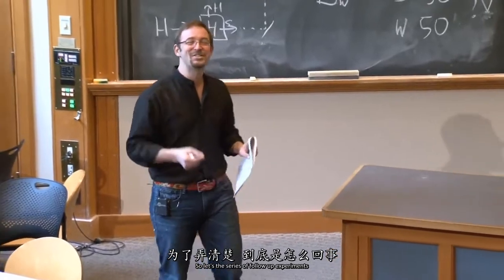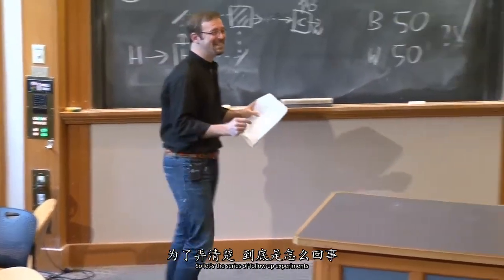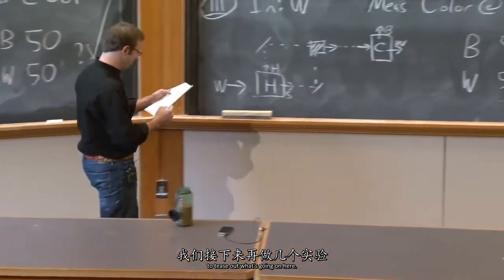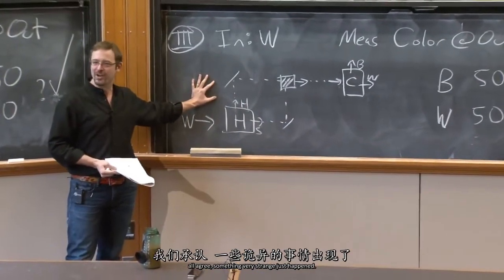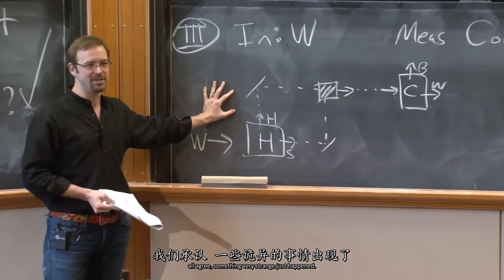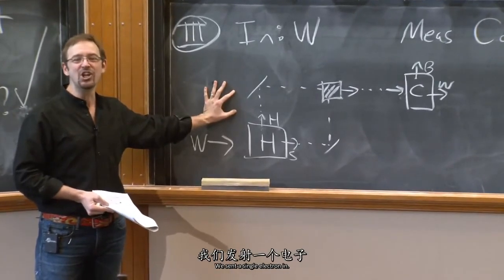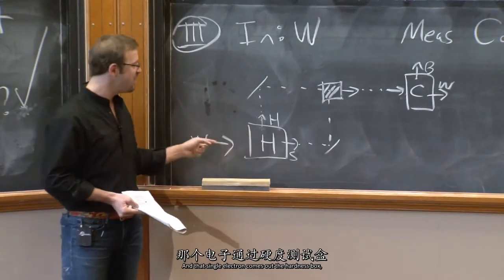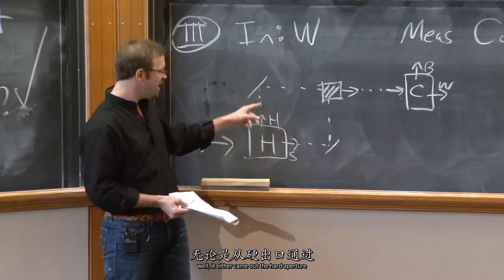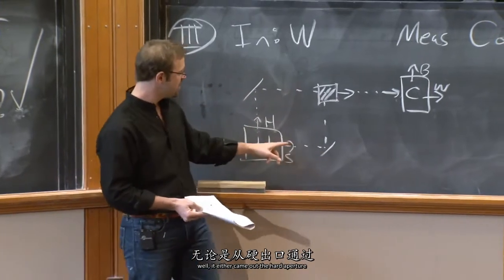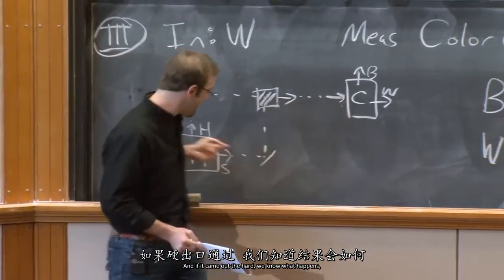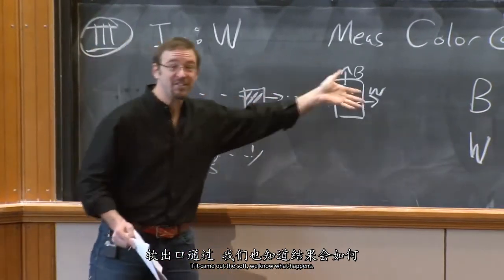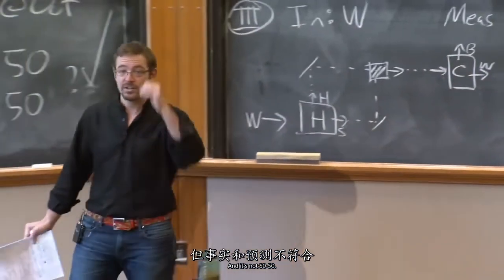So let's run a series of follow-up experiments to tease out what's going on here. OK, so something very strange. Let's just all agree something very strange just happened. OK, we sent a single electron in. And that single electron comes out the hardness box. Well, it either came out the hardness box or it came out the softness. It either came out the hard aperture or the soft aperture. And if it came out the hard, we know what happens. If it came out the soft, we know what happens. And it's not 50-50, right?